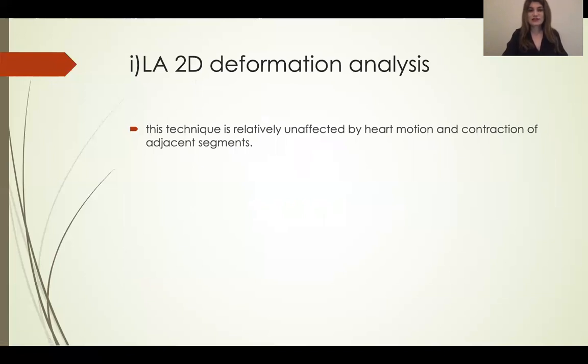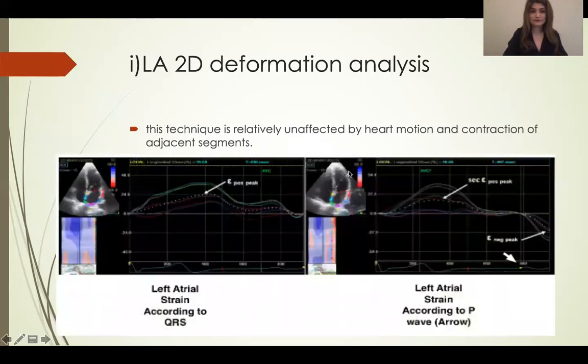The last one is left atrial two-dimensional deformation analysis, strain analysis. This is the strain analysis of the left atrium. This technique is unaffected by heart motion and heart rate. This is an advantage of this technique. It can be measured both according to the QRS complex and according to the P wave.